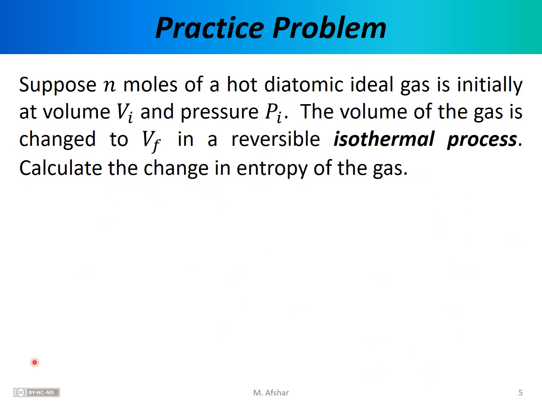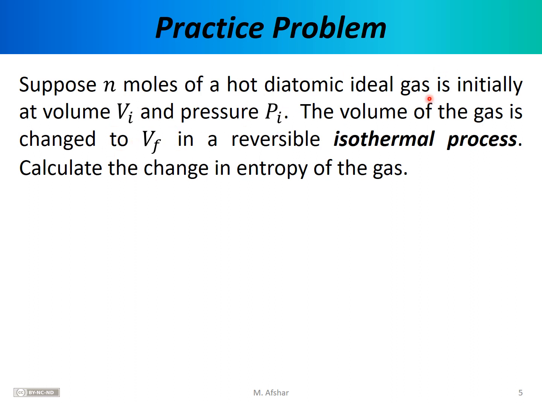Let's now solve a slightly more challenging practice problem. Suppose n moles of a hot diatomic ideal gas is initially at volume V_I and pressure P_I. The volume of the gas is changed to V_F in a reversible isothermal process. Calculate the change in entropy of the gas. So once again, we don't have any numerical values. What we want is an expression for delta S in terms of variables given to us in the problem, such as n, V_I, P_I, and V_F.